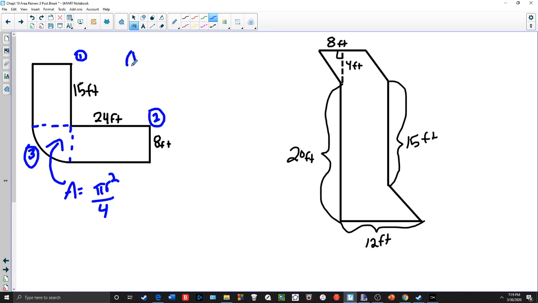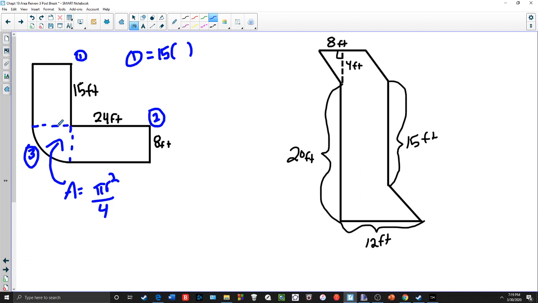So for shape 1, it's a rectangle, so it's base times height. Well, 15 is my base, we'll say, or my height, doesn't matter. But what am I going to multiply it with? Because I don't know what this line right here is. Well, if I knew what this line right here is, that could help me. But I don't know what this line is. And this is where we have to kind of think about the properties of these shapes here.